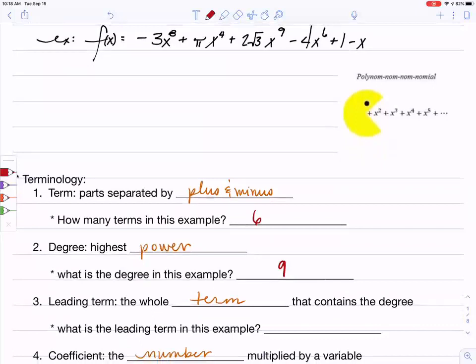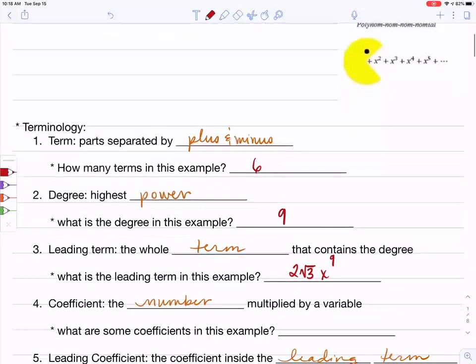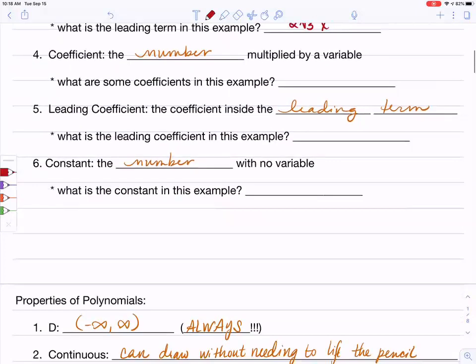What is the leading term in this example? 2 square root of 3. No. 2 times square root of 3x. Yeah. So it's 2 root 3 times x to the 9th power. Leading term says it's the whole term. You can't leave any of the term out. Okay, it's the whole term that has the degree in it.